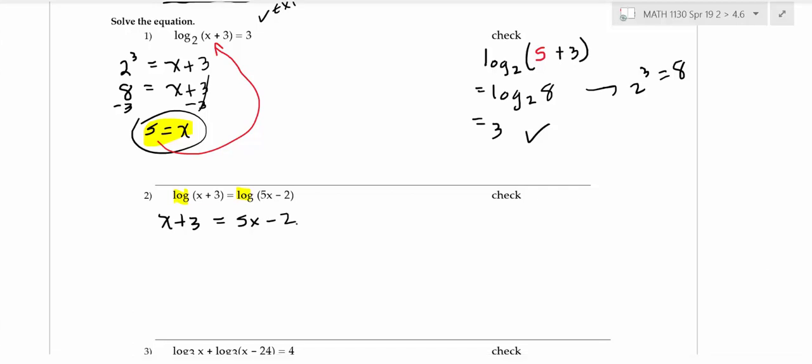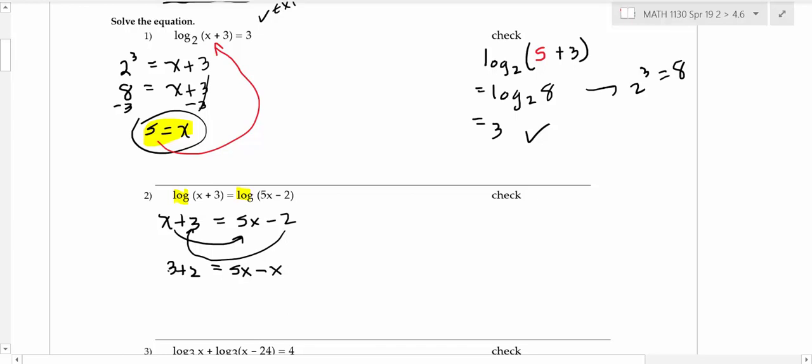Now you couldn't do that if there was a plus 2 there or something. You couldn't take the logs off, so it's got to be the log of both sides. Now it's pretty straightforward, so I'm just going to move that x to this side, and I'm going to move the 2 to that side. So I'll get 3 plus 2 is equal to 5x minus x like that.